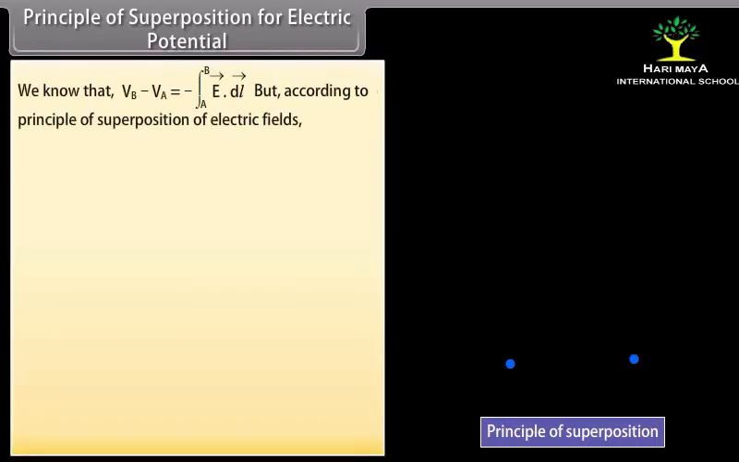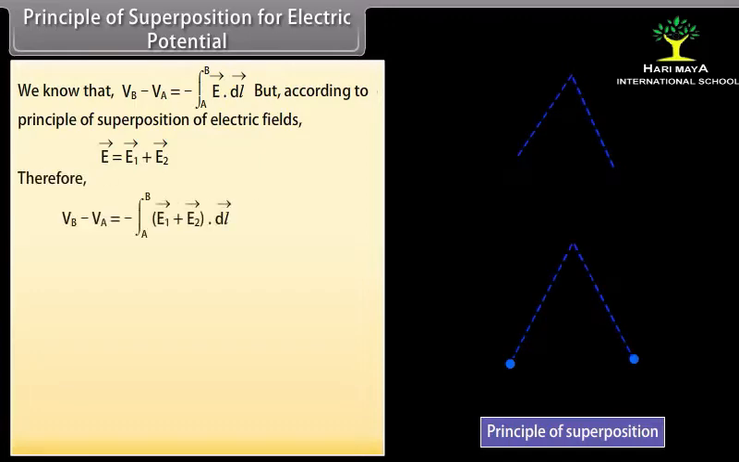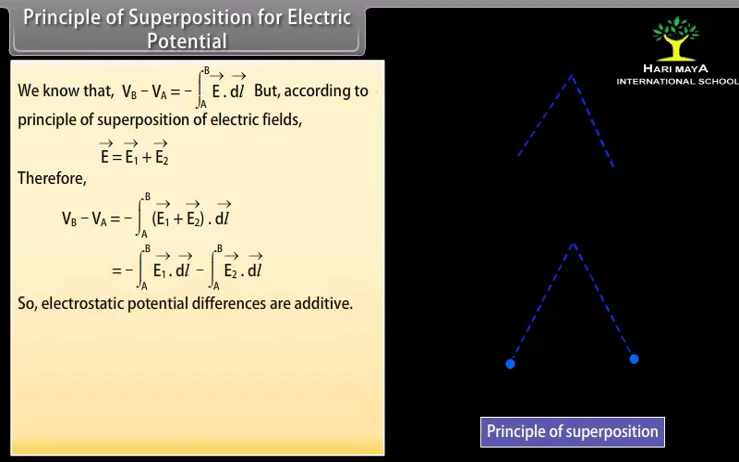We know that V_B minus V_A is equal to minus integration from A to B of E vector dot dl vector. But according to principle of superposition of electric fields, E vector is equal to E1 vector plus E2 vector. Therefore, V_B minus V_A is equal to minus integration from A to B of E1 vector plus E2 vector dot dl vector. So, electrostatic potential differences are additive.